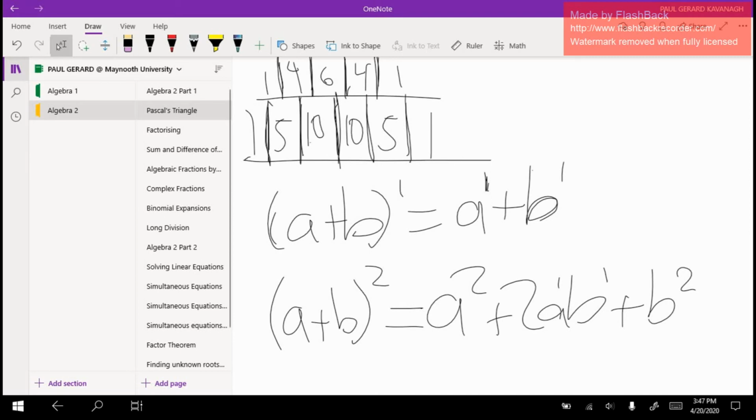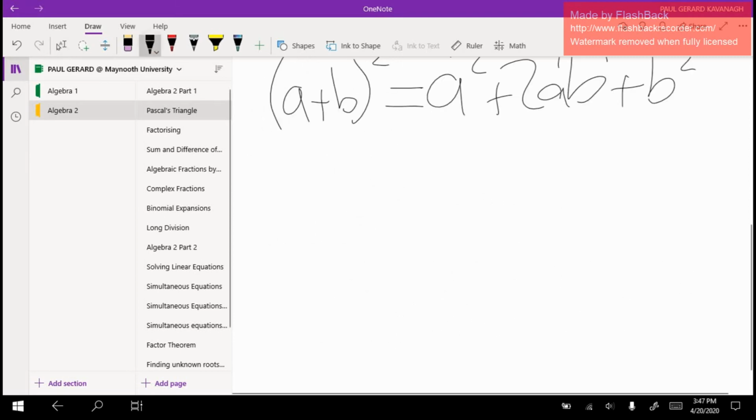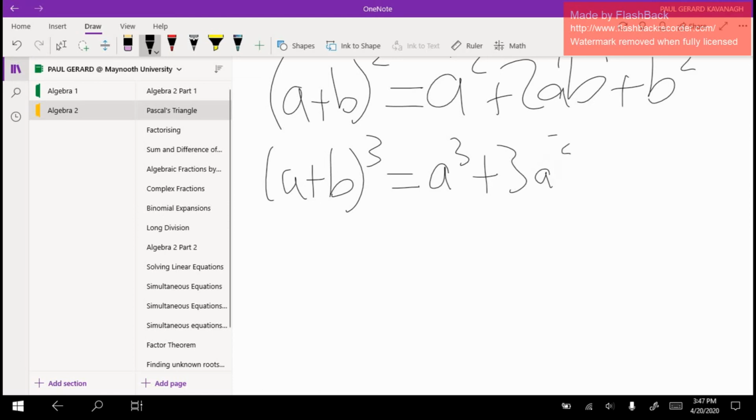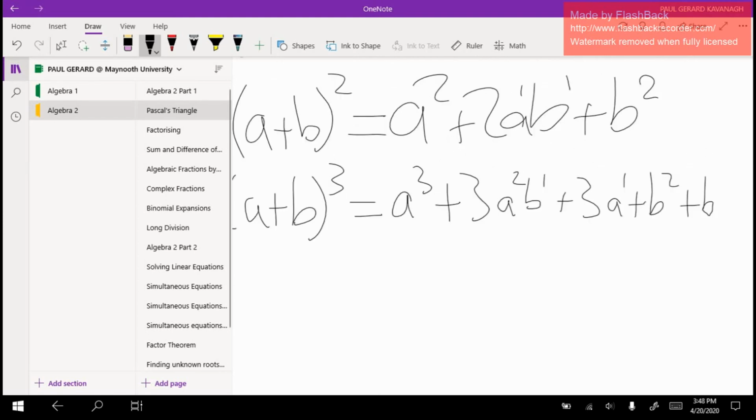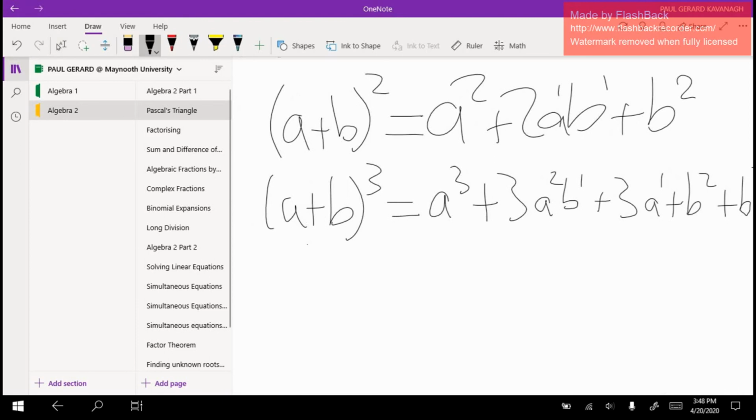I'll just keep writing them and you'll see now they all differ. So (a + b) cubed is going to be a cubed plus 3a squared b to the 1 plus 3a to the 1 b to the 2 plus b cubed. And it just keeps getting longer and longer, so I'm just going to leave it at that.